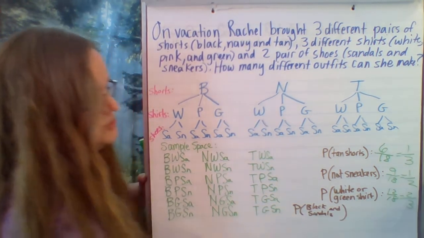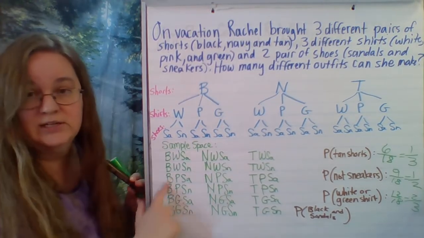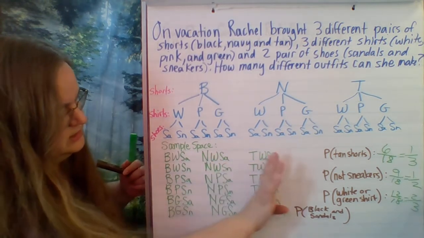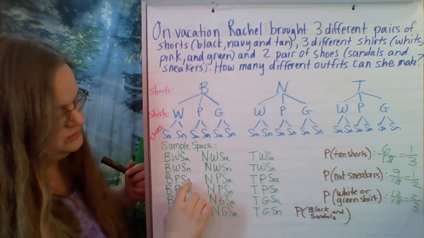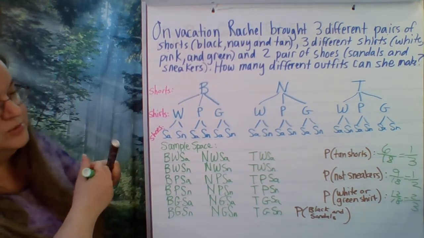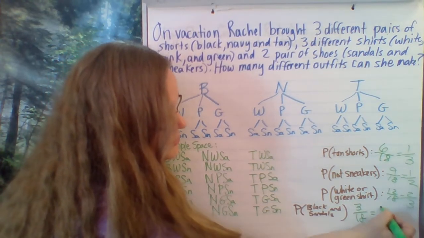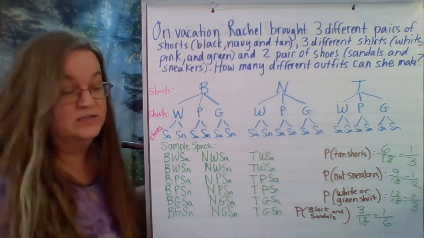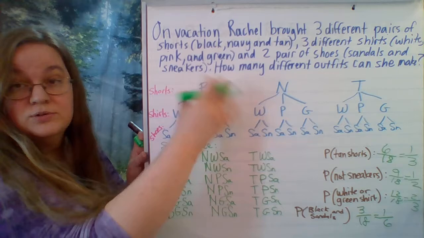So we wanted black shorts and sandals. Well, if I look, black shorts are only in this column, and I want sandals. So none of these count because I have to have black shorts. So sandals 1, 2, 3. So only 3 out of the 18, or 1 out of 6, gives me both black shorts and sandals. Okay. And so that's kind of how we use this information.